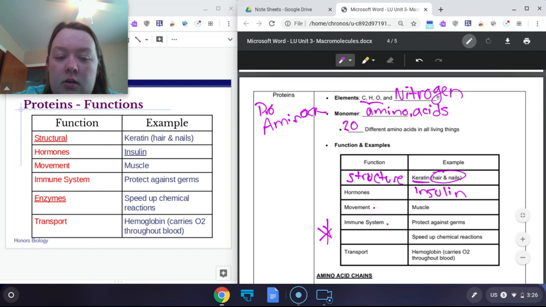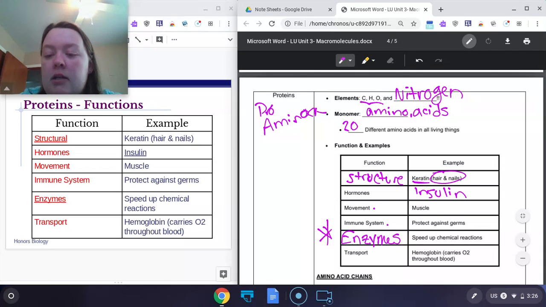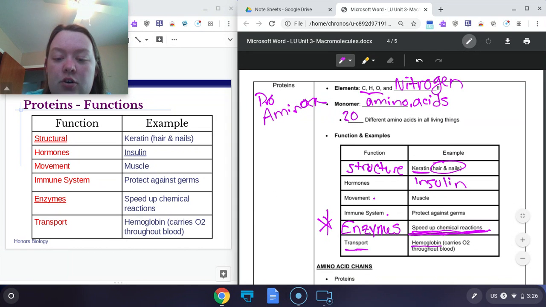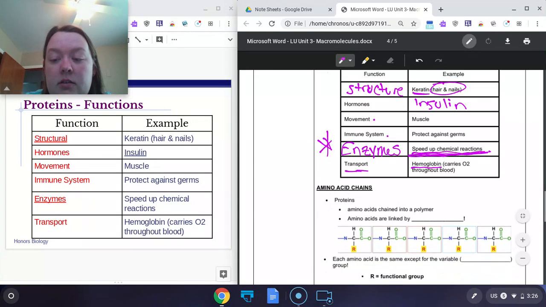The very biggest one that we're going to talk about for proteins are enzymes. We're actually going to have a whole other presentation on enzymes themselves. And enzymes speed up chemical reactions. Therefore, they are very, very important in living things. And proteins also have a function in transporting nutrients throughout our bodies, like the hemoglobin protein that carries oxygen to the rest of our bodies. So proteins are essential in living things.